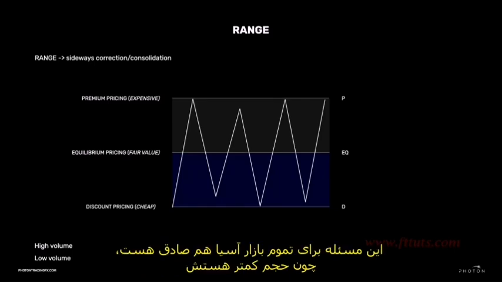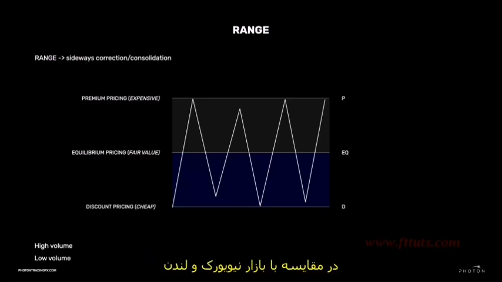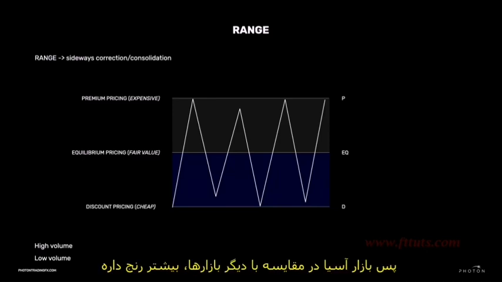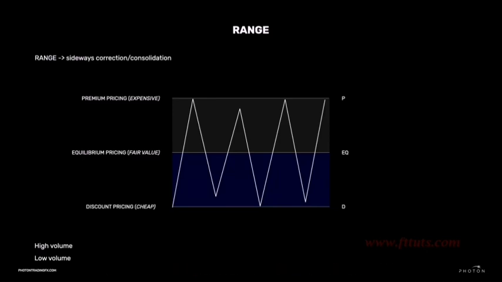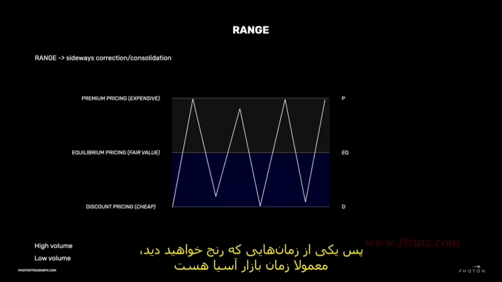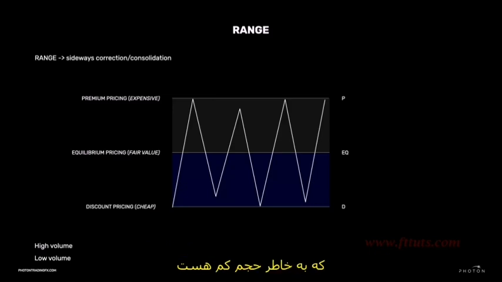And that generally goes for the whole of the Asian session, where volume is typically lower in comparison to London and New York. So Asia tends to be quite range bound compared to those sessions. Session timing is one of the obvious ways in which you can assume that if you see a range during Asia, it's typically because of low volume.